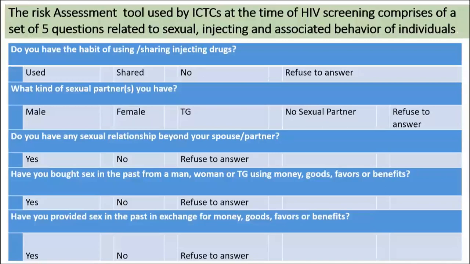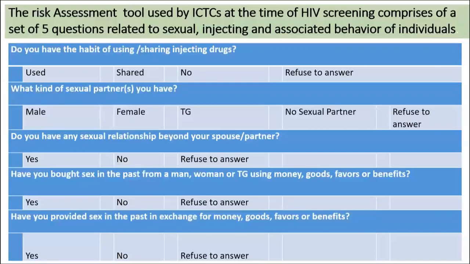This will depend upon the client coming to the particular standalone ICTC. If the client is male and says the kind of sexual partner is male, then obviously we should consider homosexuality as part of that. Similarly for TG, if the person identifies as TG and the sexual partner is male or some other, all this has to be recorded.